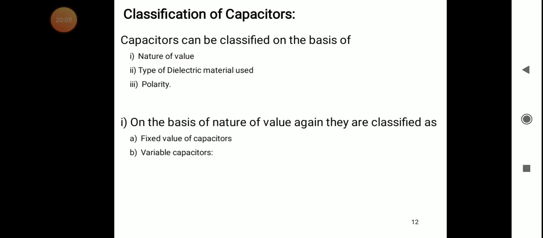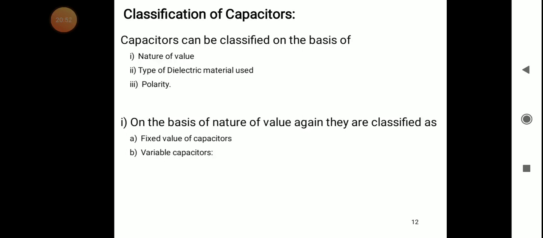Another one is polarity. Polarity means a positive terminal and a negative terminal. Some capacitors don't have any polarity, but some capacitors do have polarity. So depending on polarity, there are capacitors with polarity and without polarity, and there are further classifications also. Now we try to discuss how these three classifications are further classified.